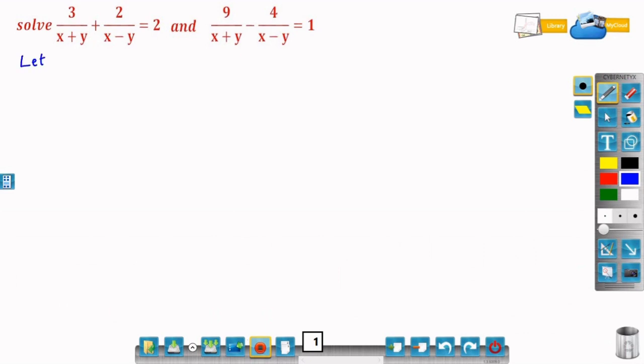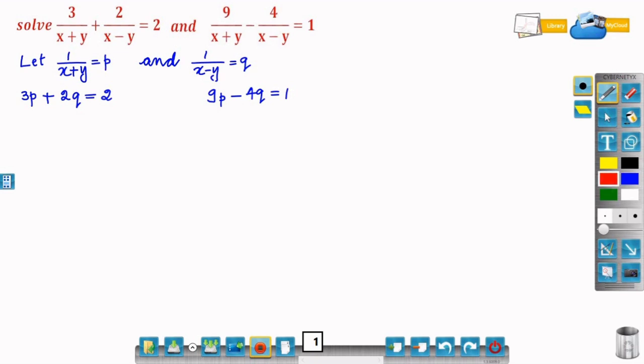Now let 1 by x plus y is equal to p and 1 by x minus y as q. Now the first equation becomes 3p plus 2q is equal to 2, and second equation becomes 9p minus 4q is equal to 1. Take it as equation 1 and 2.